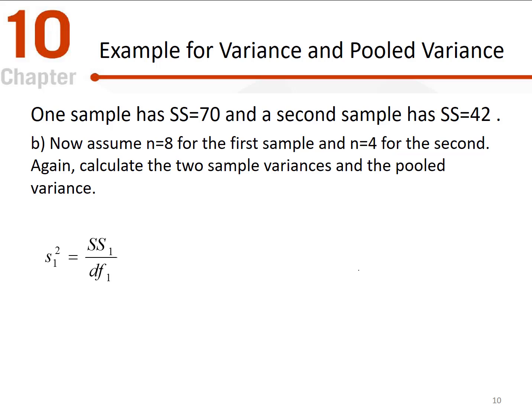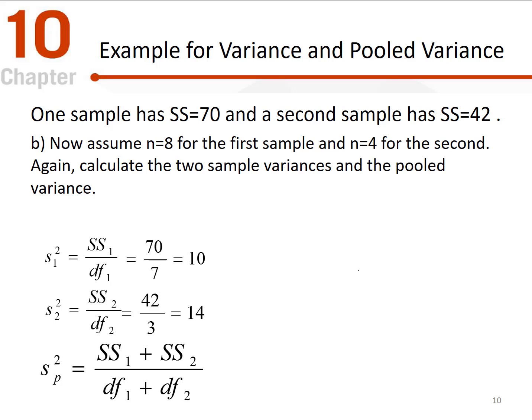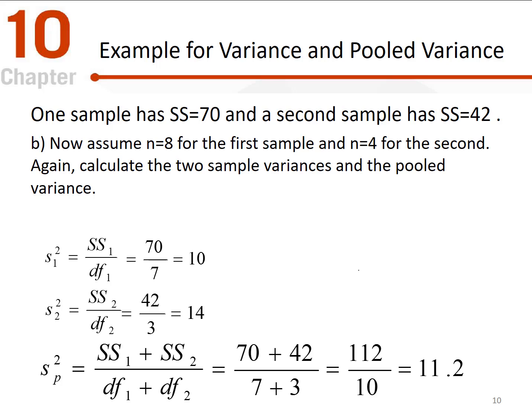We start by getting the variance for the first sample. Again, we have 70 over 7 equals 10, because nothing changed, right? We still have the n equals 8. But for the second sample, now we have 42 over 3. So the variance for the second sample is 14. These are the individual variances. Now we get the pooled variance. In this case, that's 70 plus 42 over 7 plus 3. And that is a pooled variance of 11.2.